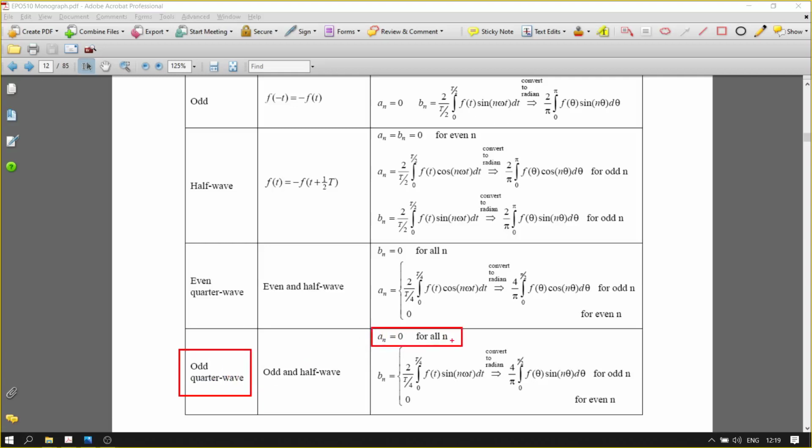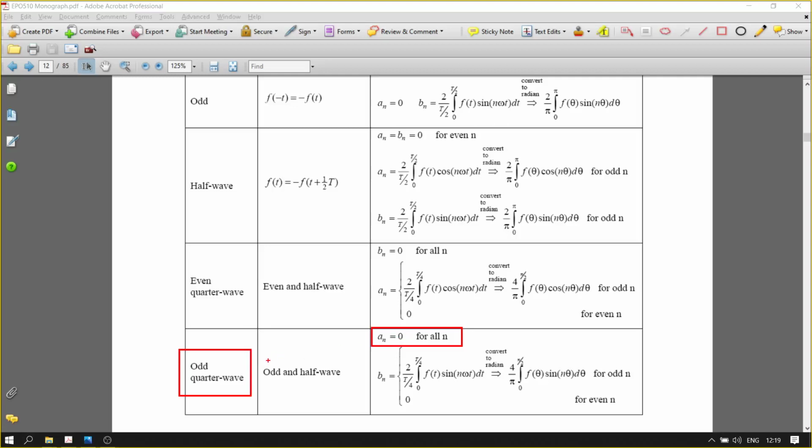already 0 for all n, which means whether n is even or n is odd, which is the harmonic contents for 1, 3, 5, 7, which are the odd components, as well as the even components, which are 2, 4, 6, all of them for An is always 0. And if you try to get the integration of that An, you will get at the end the result is 0.